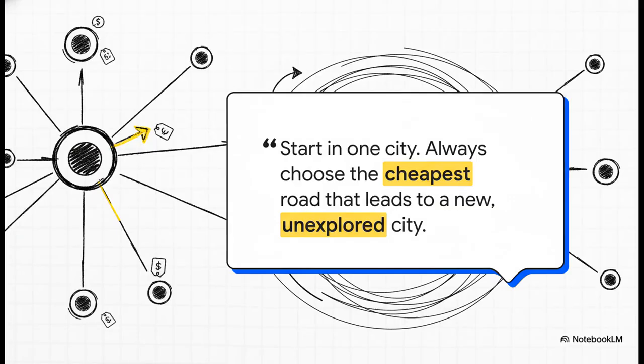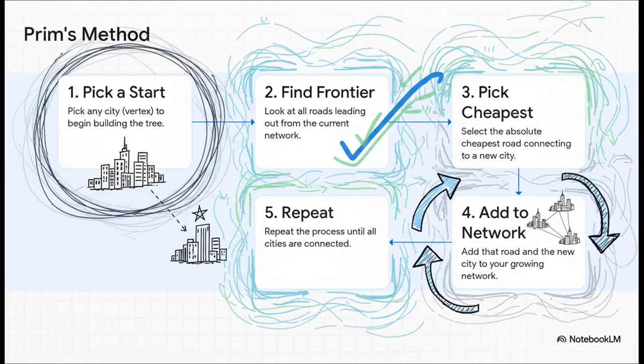The way Prim's works is you can literally start in any city you want. From there, you look at all the roads leading out from the territory you've already connected. Out of all those options, you always pick the single cheapest road that leads to a brand new, unexplored city. You build that road, your connected territory gets a little bigger, and you just do it all over again. Yeah, the process is actually pretty elegant. You start with just one office. You scan all the connections on your frontier, the ones that lead to places you haven't connected yet.